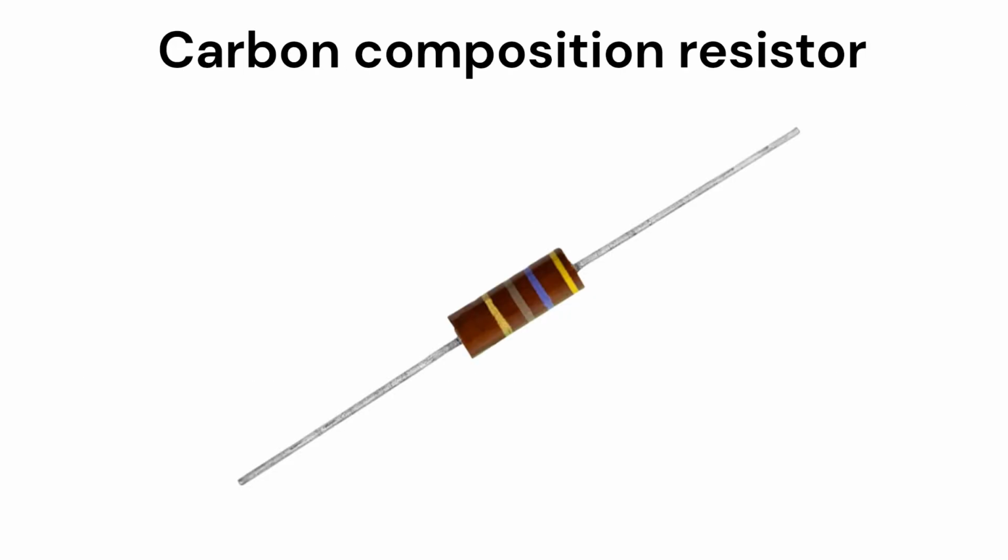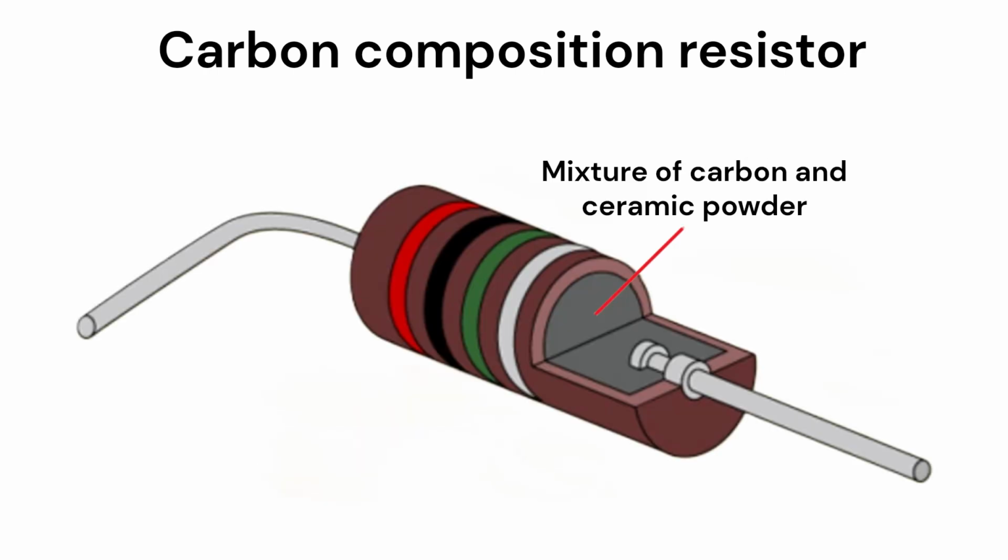Carbon composition resistor. Now, a carbon composition resistor is made differently. A mixture of finely powdered carbon and an insulating material like ceramic, which is also a powder, is held together by a resin, which then forms a cylindrical shape. The ratio between carbon and ceramic powder determines the resistance of a particular carbon composition resistor.